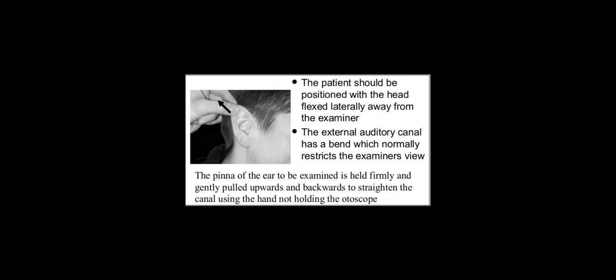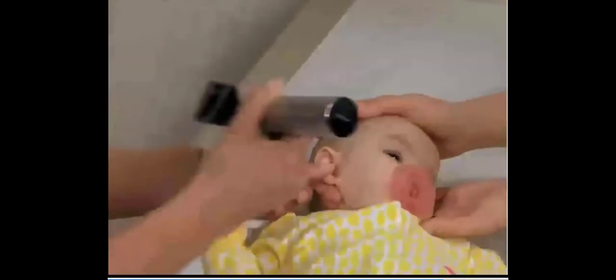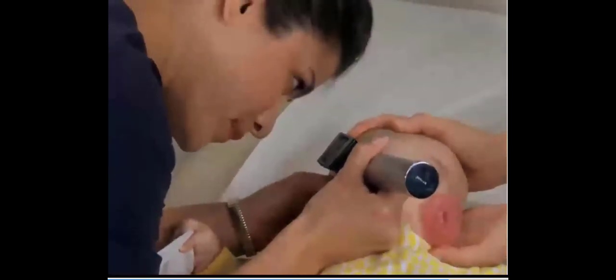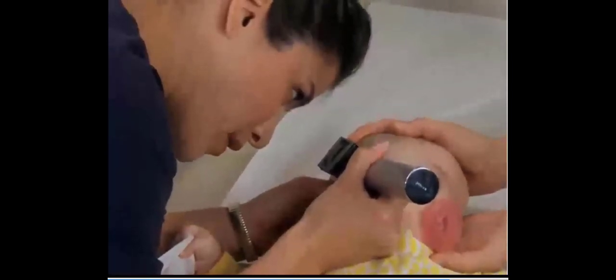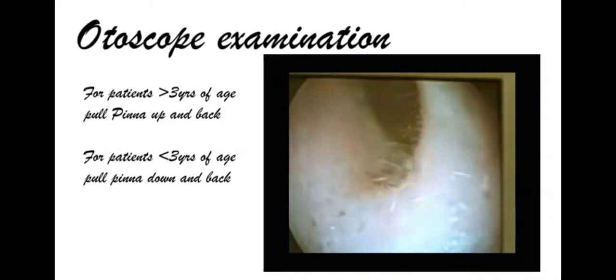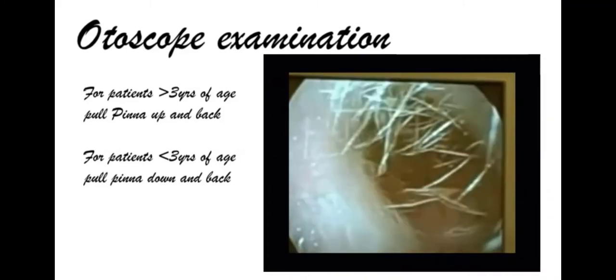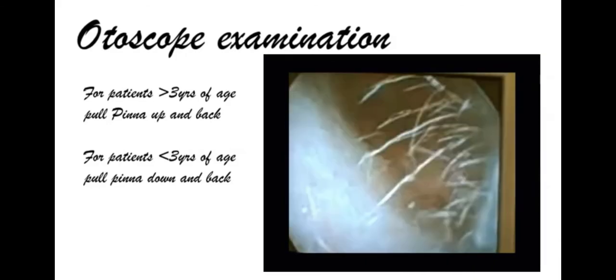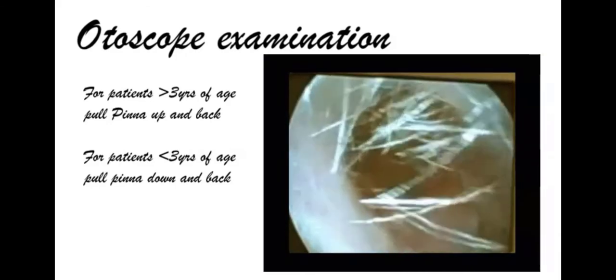We straighten the ear canal for patients 3 years and older by pulling the auricle or pinnae up and back. For children less than 3 years of age, we pull the pinnae or auricle down and back to straighten the ear canal. As the otoscope progresses through the ear canal, you will notice cilia, the fine hairs that line the ear canal. These can become thick and coarse for the elder adult.